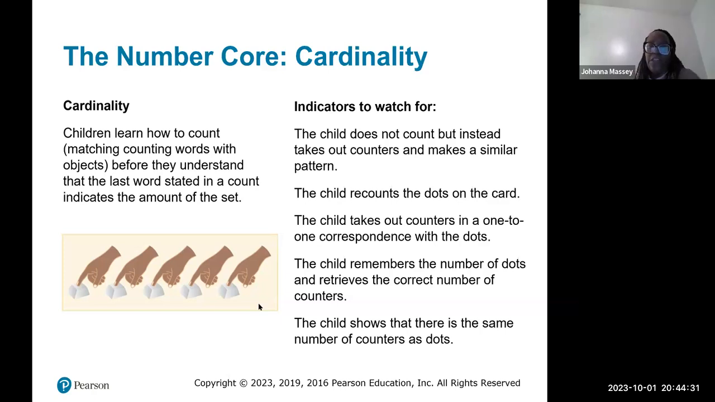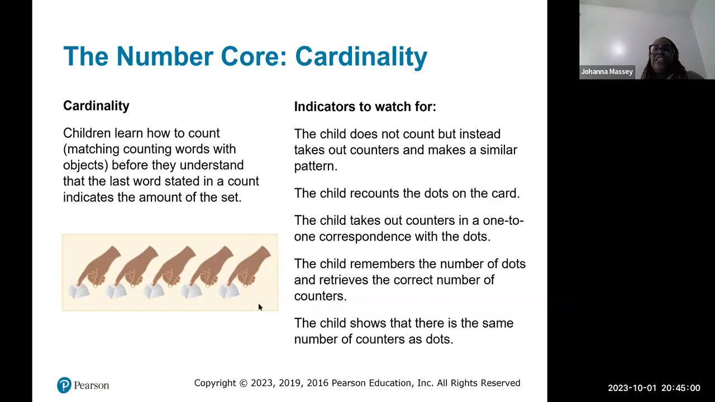The child does not count, but instead takes out counters. They said watch out for these. The child doesn't count, but instead takes out counters and makes a similar pattern. So let's say I have a little student, and I say, okay, count these. And they just go in and start taking out the same thing and trying to make a pattern. Okay, watch out for that. Because we want our babies to say 1, 2, 3, 4, 5.